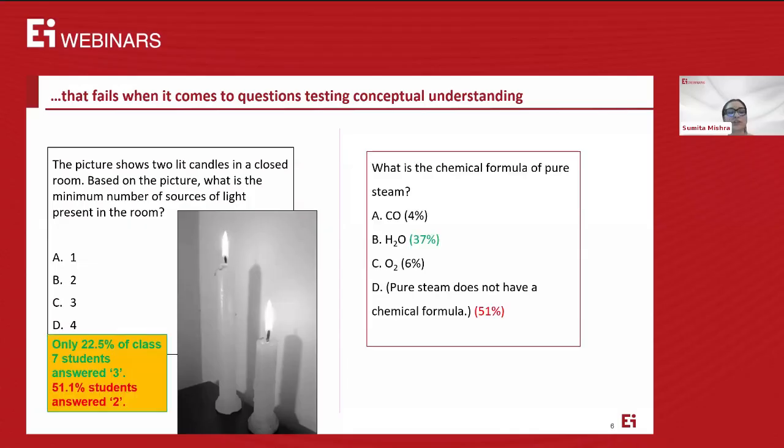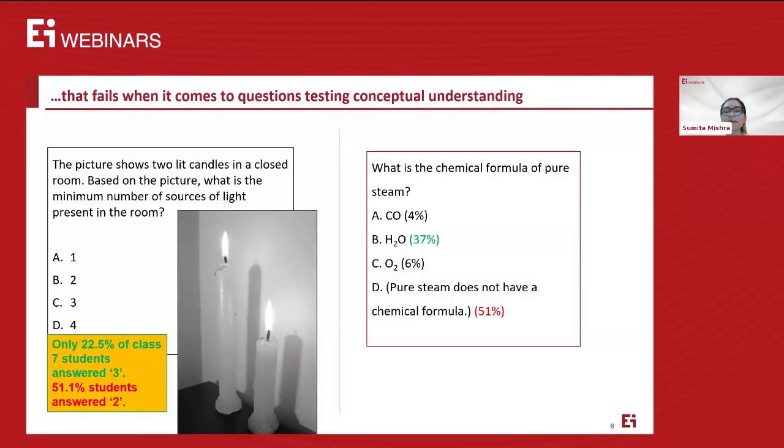Let us look at another question. So like I said, this is what our data said, that 51% of the students have answered option 2. Let us look at another question on the right. This question asks you, what is the chemical formula of pure steam? You would by this time think that, well, it should be an easy question for grade 8 to answer. But look at what our data says. It says that almost 51% of students have said option D, which is that pure steam does not have a chemical formula. Now, why do you think this happens?